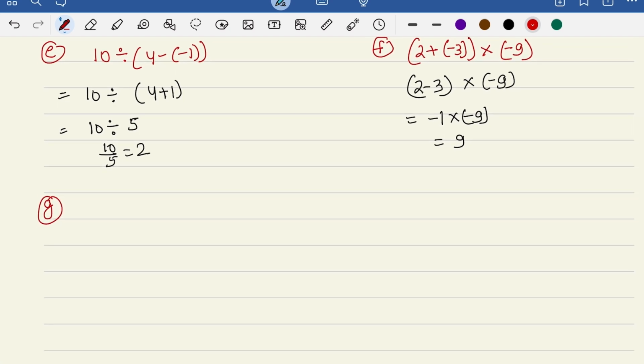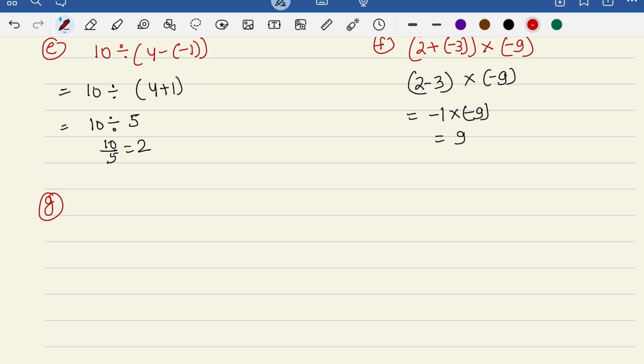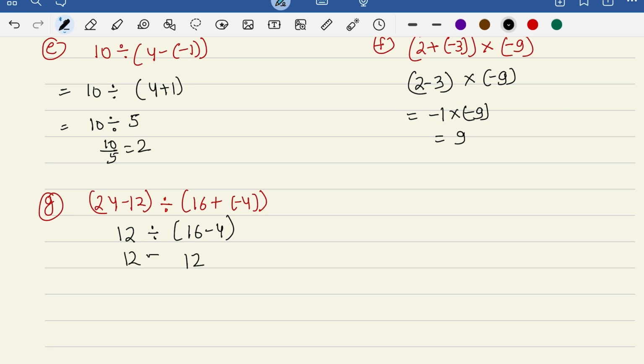G part. 24 minus 12 divided by 16 plus minus 4, that is also under the bracket. So 24 minus 12, it needs to be solved first, that is 12 divided by 16 plus minus 4, 16 minus 4, so it would be 12. So 12 divided by 12 is equal to 1.